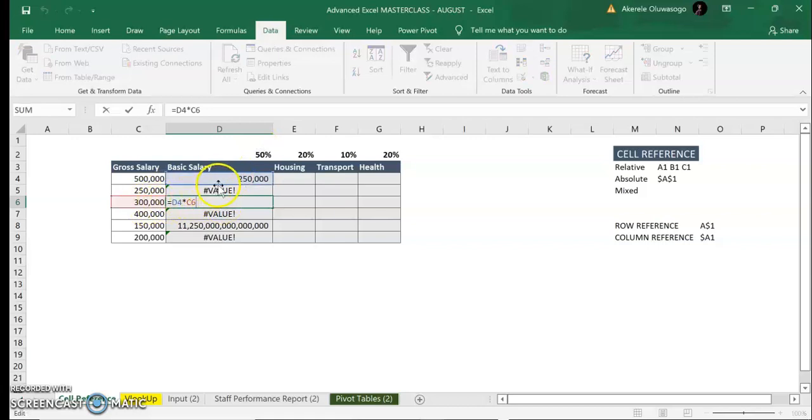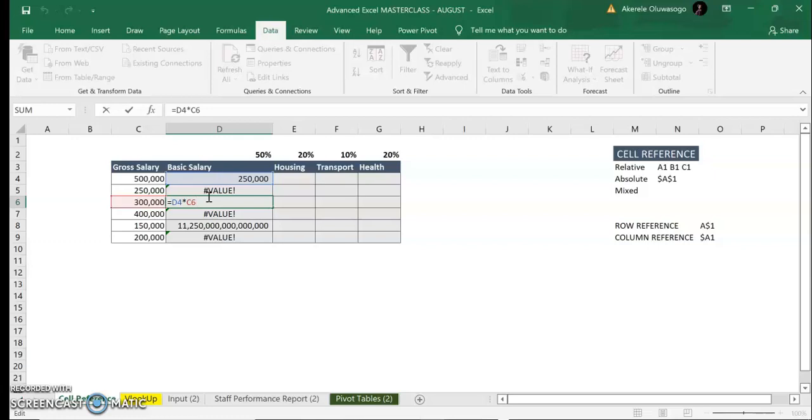You can see what happened. It's giving me 75 billion because it's multiplying 50,000 against 300,000 naira. So you can see relative cell references are the cell references that move with the formula. So in this example, we cannot use relative cell reference because as we are dragging down your formula, your cell address also moves along the formula.